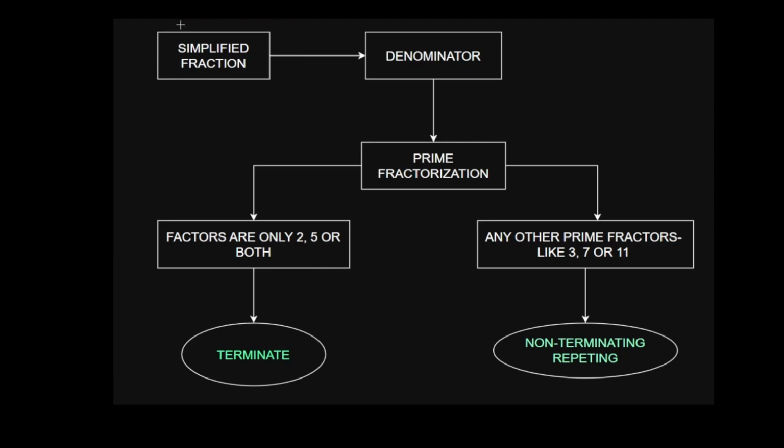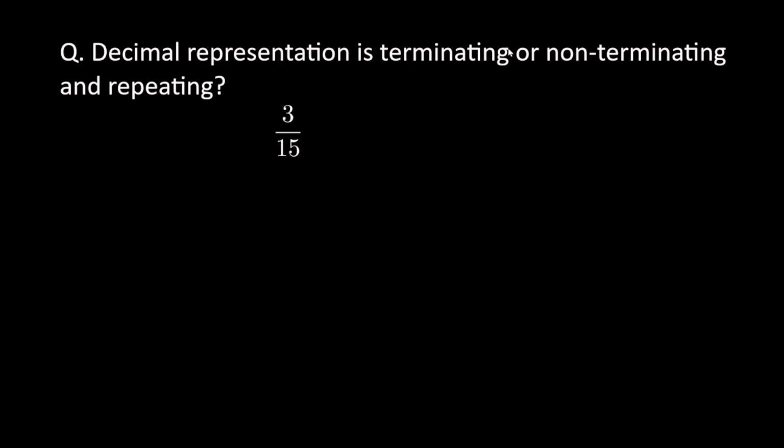So if we have a simplified fraction, we look at its denominator and do its prime factorization. If the factors are only 2, 5 or both, then the decimal representation of that rational number terminates. But if the prime factorization of the denominator has other factors like 3, 7 or 11, then that rational number does not terminate but repeats.